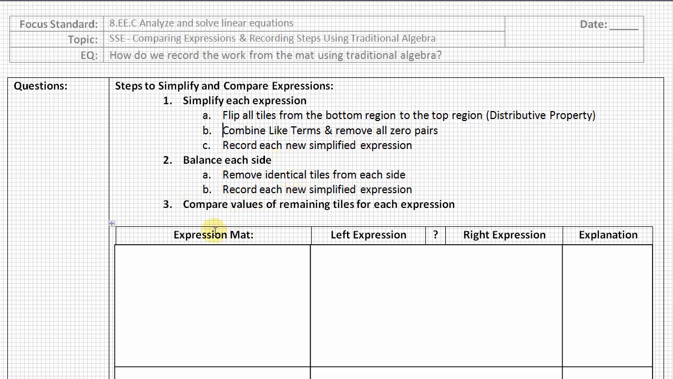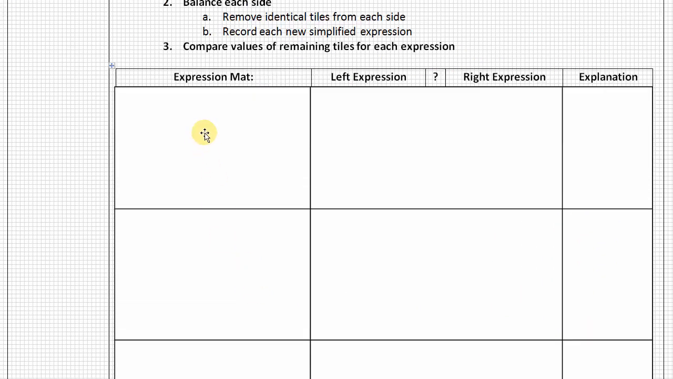So what I'd like you to do to begin our problem today is set up a table like I have here. So you're going to need 5 columns, a column for drawing out what it looks like on the expression mat, and then these 3 columns we're going to track what's happening on the left side of the expression and the right side, and give an explanation each time. So let's take a look at the problem.